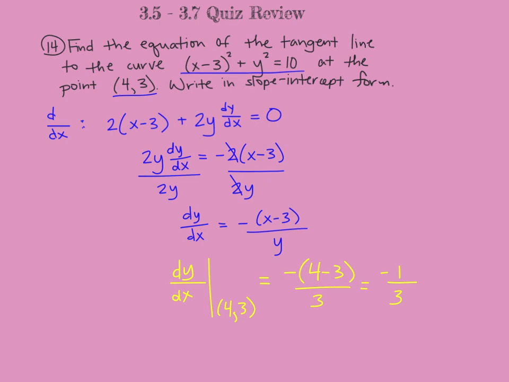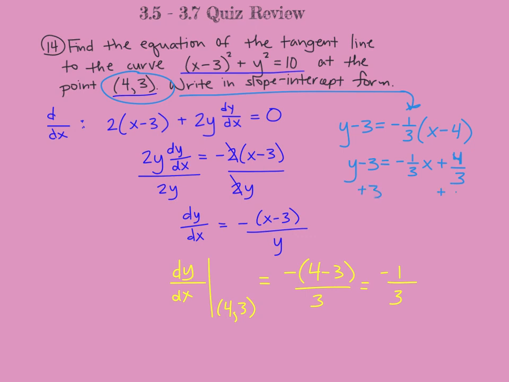Then to write in slope-intercept form, it's going to be y minus our y-coordinate, which is 3, equals our slope, negative 1/3, times x minus our x-coordinate, which is 4. Then solving for y, and getting it in slope-intercept form will look like this to distribute the negative 1/3 through. Then we have to add 3 to both sides. 3 is really 9/3 to get a common denominator. So we'll have y equals negative 1/3 x plus 13/3.